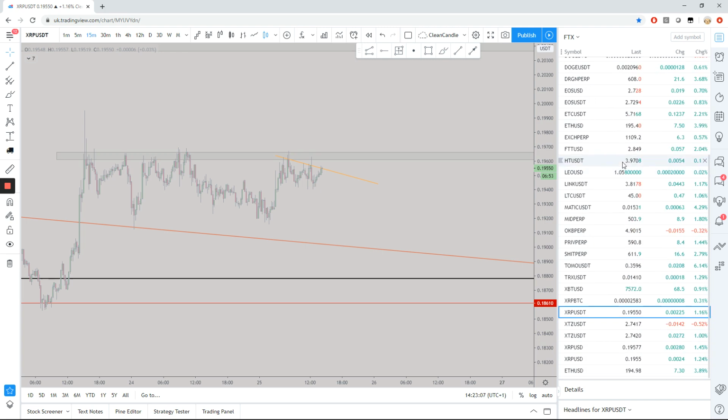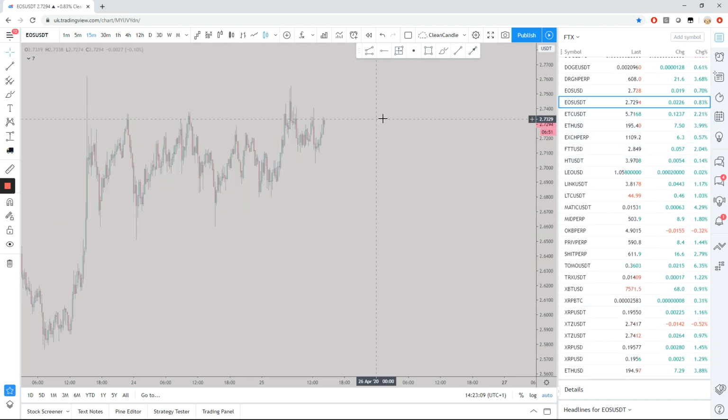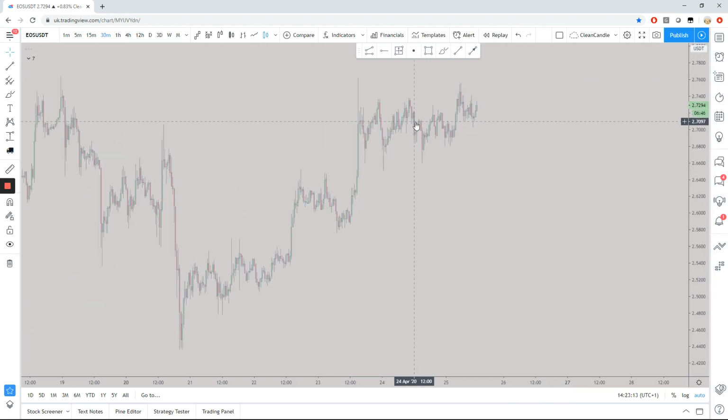Let's quickly take a look at another chart while we're having a look here. So EOS is presenting a very similar picture to XRP. Very similar picture here.